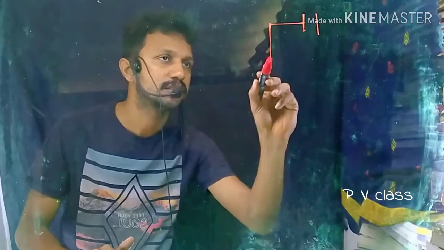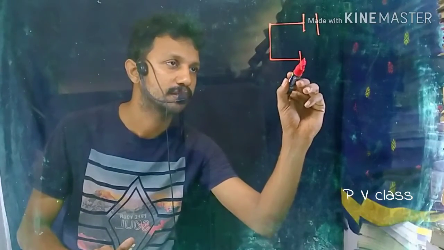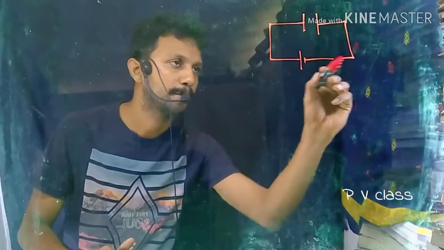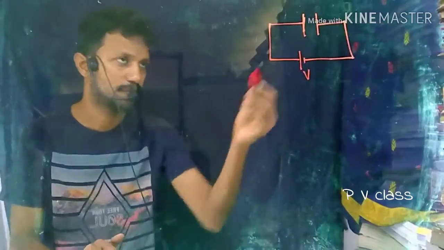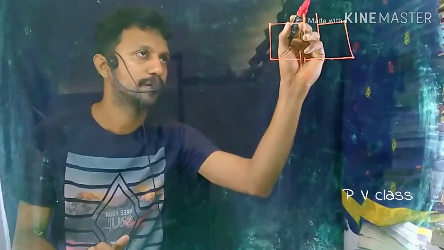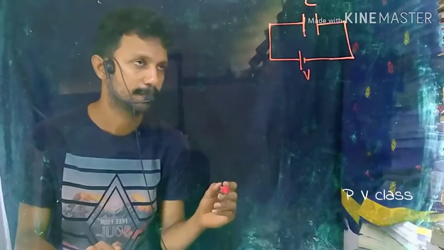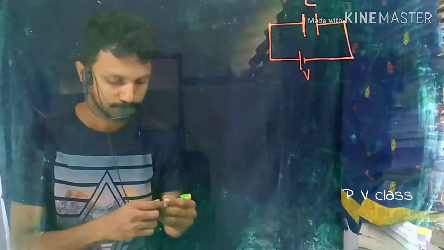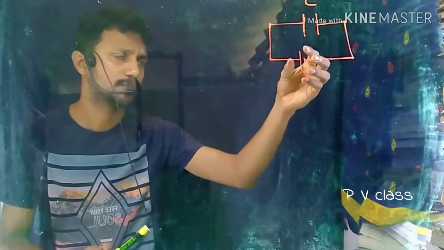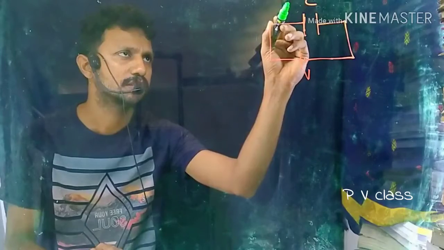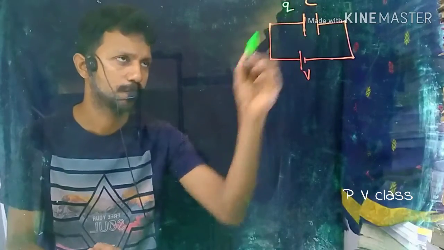Consider this is our parallel plate capacitor. It is connected to a battery. That is, it is connected to a V volt battery. The capacitance of the parallel plate capacitor is C. And as we all know, when a battery is connected to the capacitor, there will be a charge accumulation inside the capacitor. The accumulated charge inside the capacitor is Q.